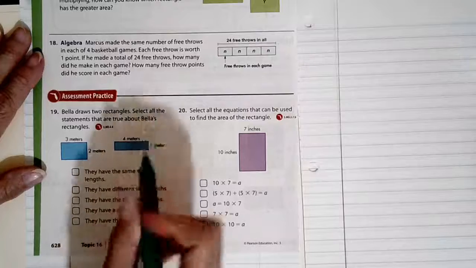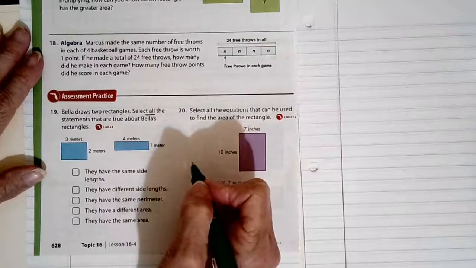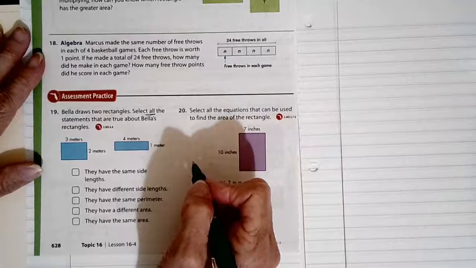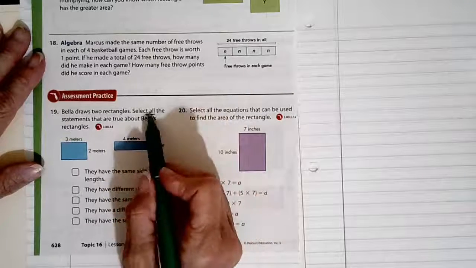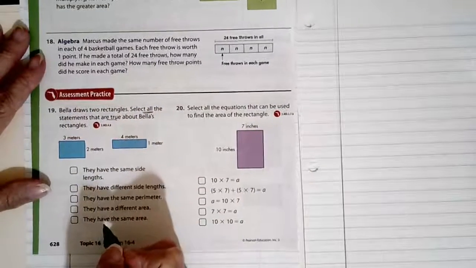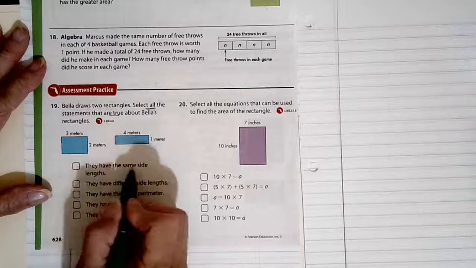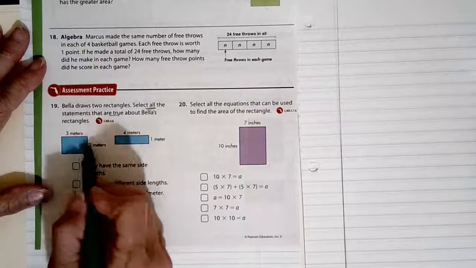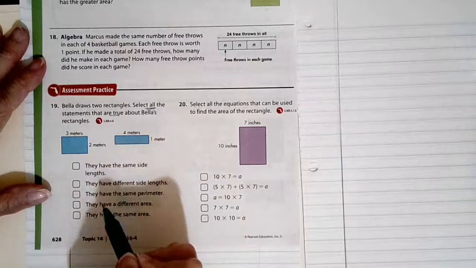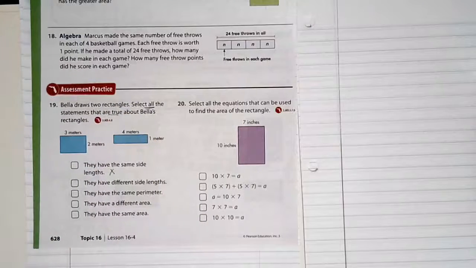Select all, and remember when we see select all, we know that there's going to be more than one answer that's correct. Select all the statements that are true about Bella's rectangles. All right, well, let's see what the first thing says. It says they have the same side lengths. 3, 2, 4, and 1. Are those the same side lengths? No, we know those are not true.